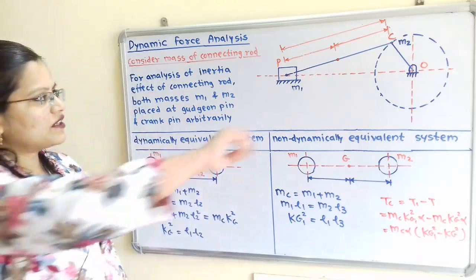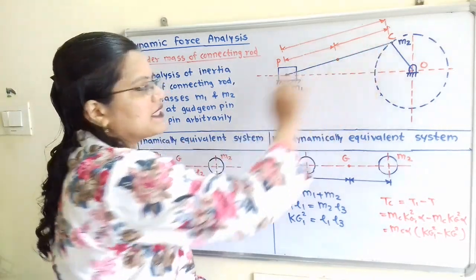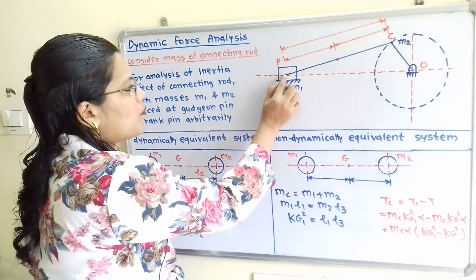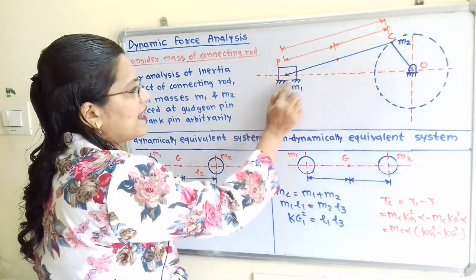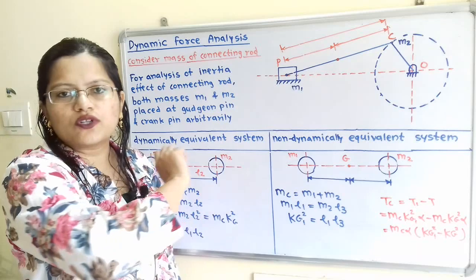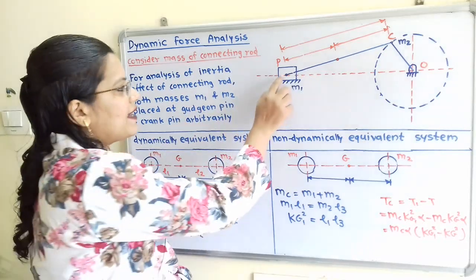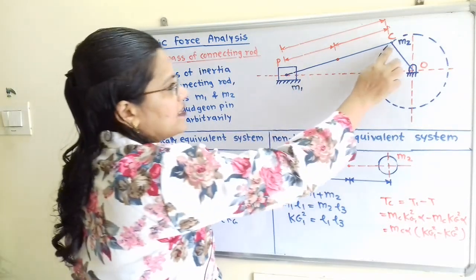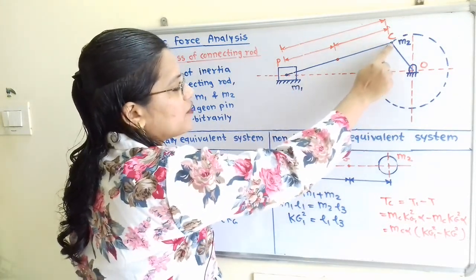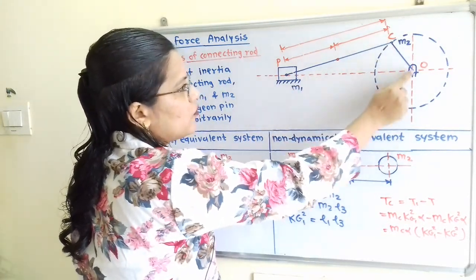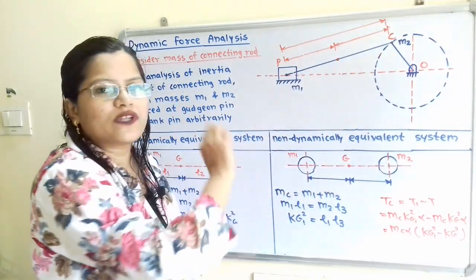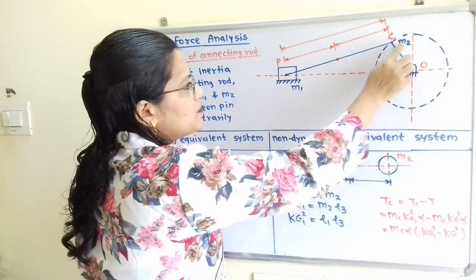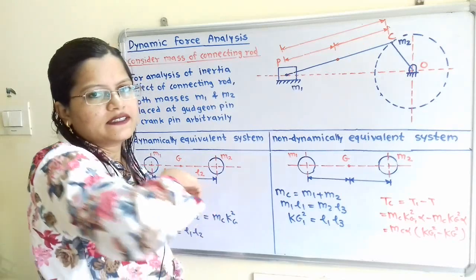Now if we observe this diagram, this PC is the connecting rod. At this point P, the connecting rod is attached to the piston and is known as the gudgeon pin. And at this point mass M1 is placed. And at this end C, the connecting rod is attached to the crank OC, and this point C is known as the crank pin, and at this point mass M2 is placed.